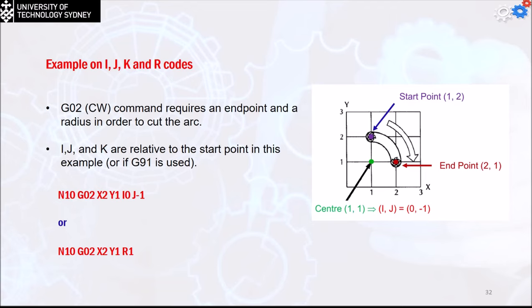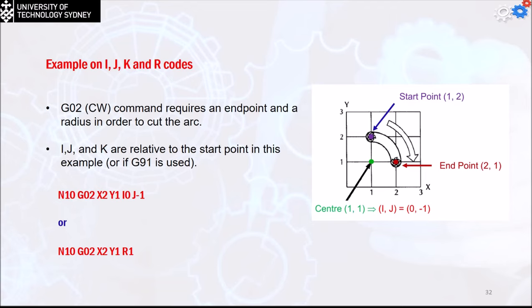For example, if I would like to use the I and J code, I'm going to write down G02, that means do the arc cutting in clockwise direction, where X is equal to 2 and Y is equal to 1, which is the red point you have here. So we only define the end point, and then we define for the center that I is equal to 0 and J is equal to -1.